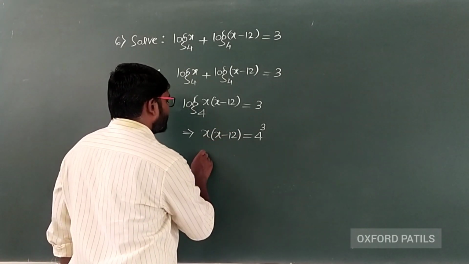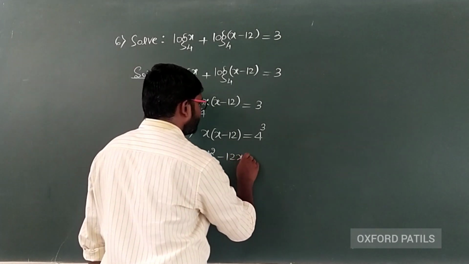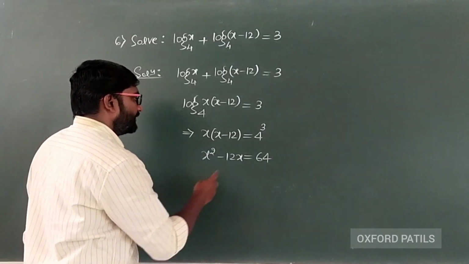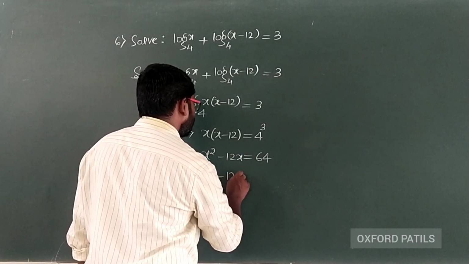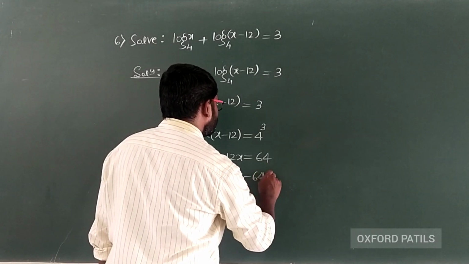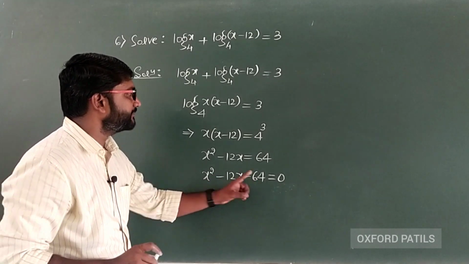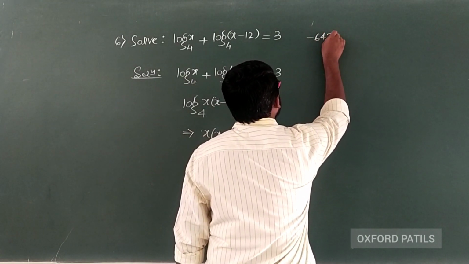So now multiply these two. We get x square minus 12x. This is equal to 64. 4 cube is 64. Now take this to the left hand side. x square minus 12x minus 64 is equal to 0. It is a quadratic equation now. Multiply the first and last term. The product is going to be minus 64x square.